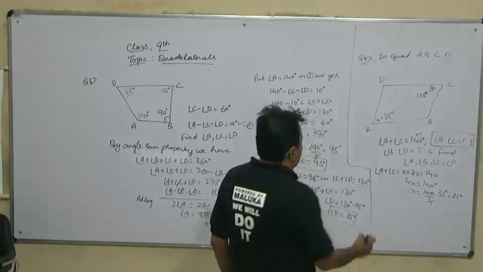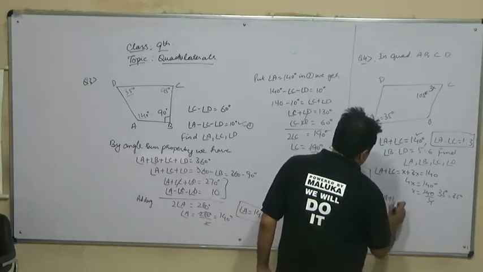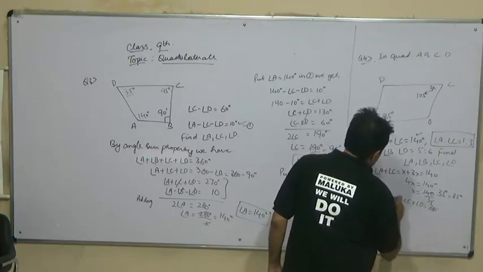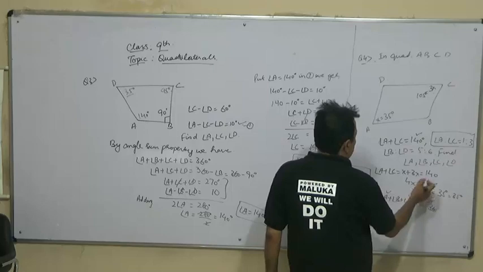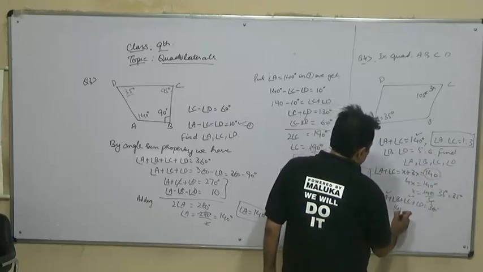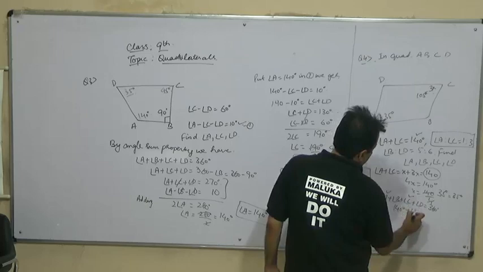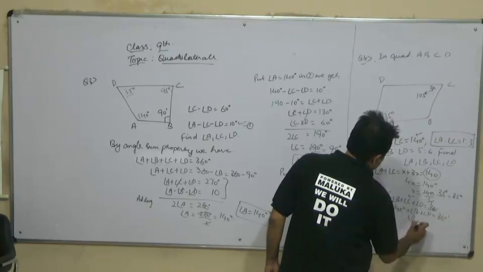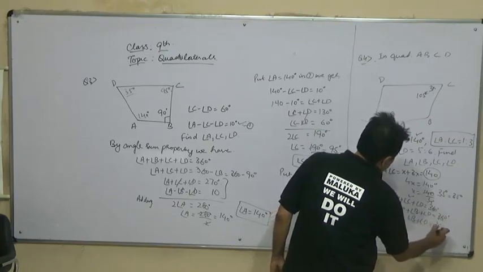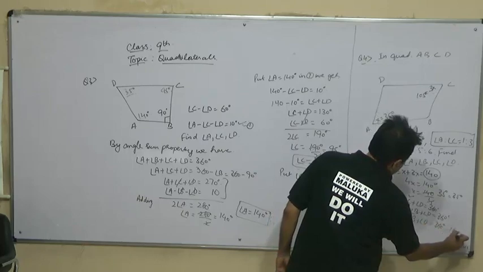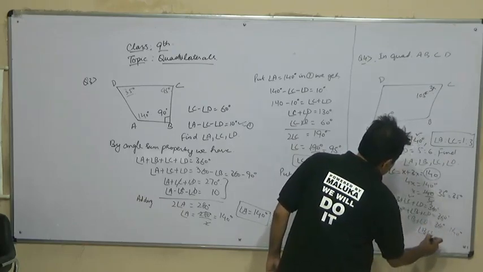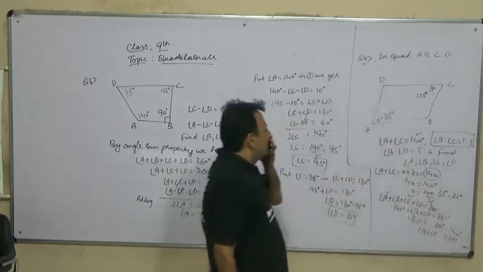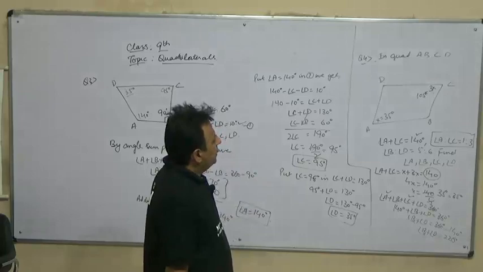We know that angle A plus angle B plus angle C plus angle D is equal to 360 degree, and angle A plus C is equal to 140. So we put 140 degree for A and C, and angle B plus angle D is equal to 360 degree minus 140 degree. So angle B plus angle D is equal to 220 degree.